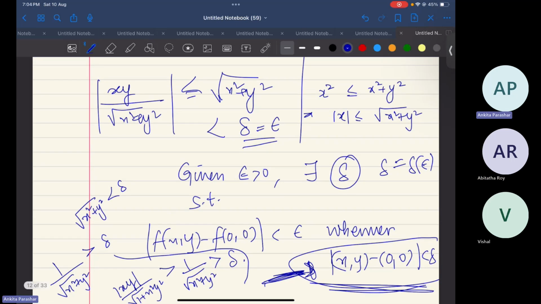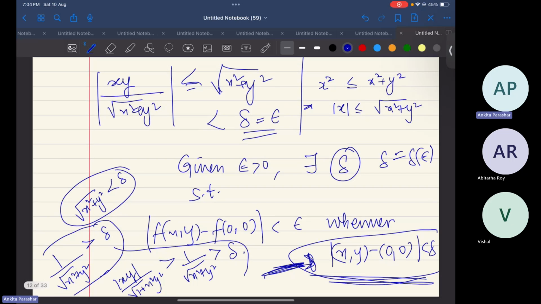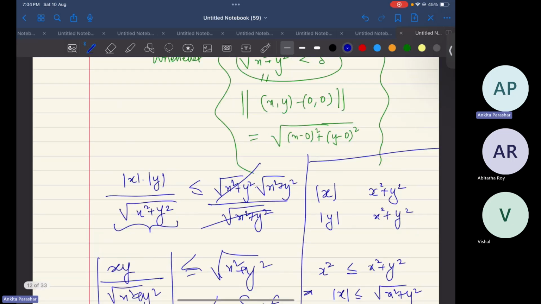If a certain thing is less than delta, 1 by that is greater than delta. How? I know it is greater than 1 by delta. Okay, I think I messed up there. No, I think maybe it can be done. You can write it once and you can send me if you want.